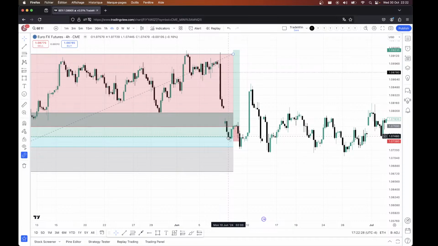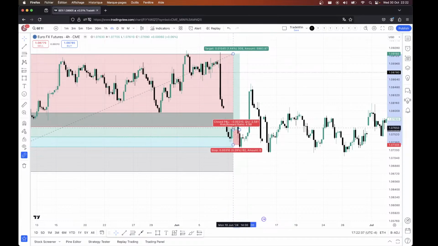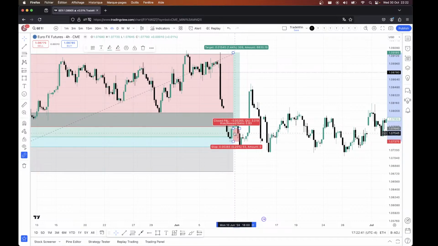You can enter early, anticipating and taking the risk of having a loss because you want to maximize the reward to risk ratio. That's a possibility. Or you wait for eventual confirmation, but that lowers your reward to risk ratio. You do whatever you want.